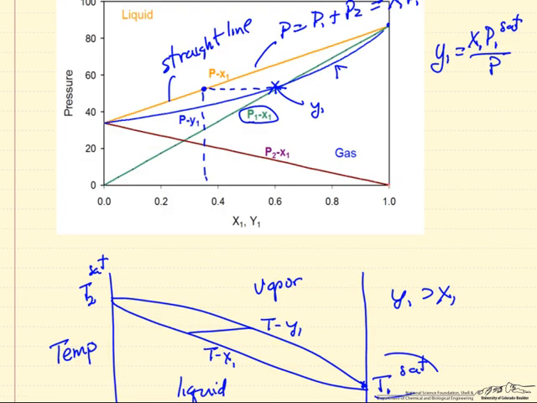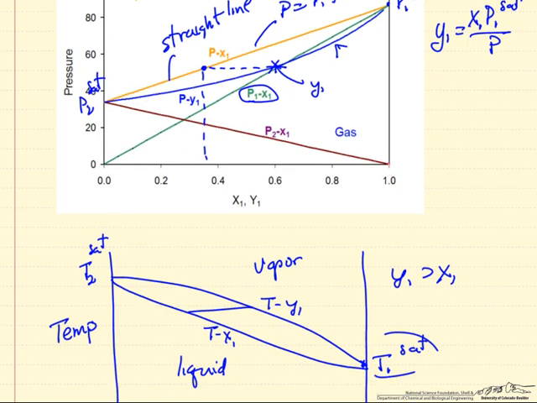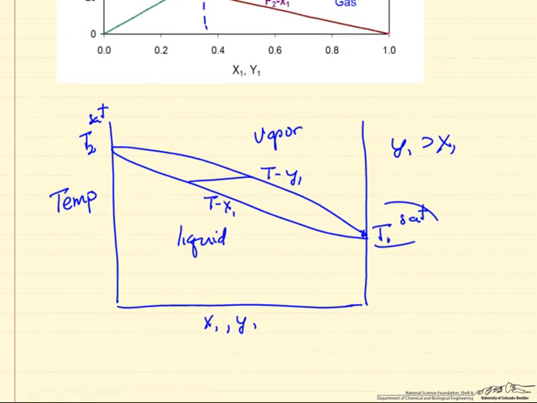It's important to understand that our normal convention is to pick component 1 in these plots as the component with a higher saturation pressure. This is P1 sat here, this is P2 sat. That means component 1 then has the lower saturation temperature at a given pressure. And then for an ideal solution, y1 is greater than x1 in both of the diagrams.